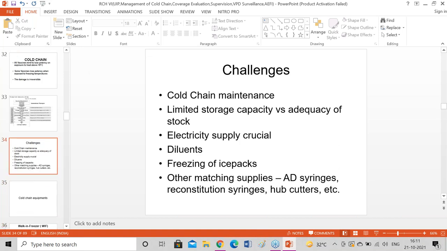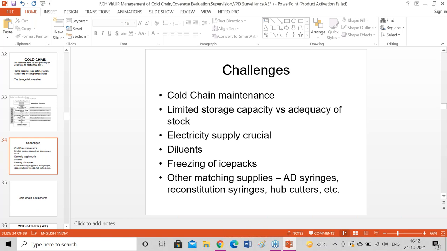Challenges. What are the challenges in maintaining cold chain? Definitely the maintenance of the cold chain, the maintenance of the transporting facilities, the maintenance of proper temperature, then limited storage capacity versus adequacy of stock. Supposedly, it can be a challenge that there isn't much storage capacity of the vaccine.